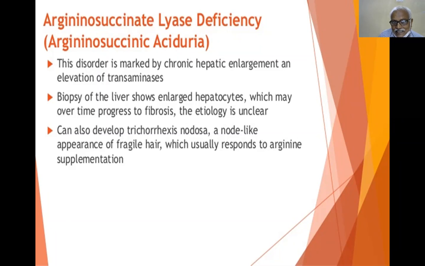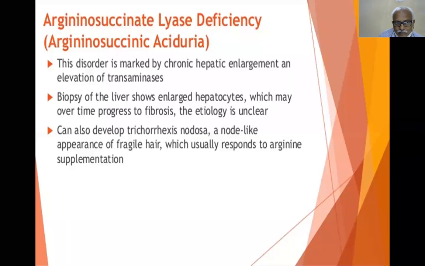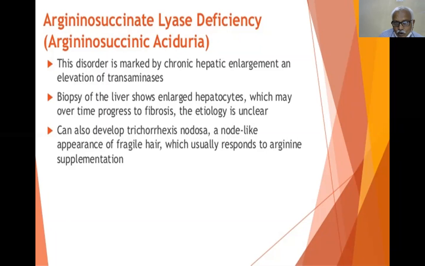If you see bundled, knotted hair in infants, you have to remember this: argininosuccinic aciduria. So the children will develop trichorrhexis nodosa, a node-like appearance of fragile hair.